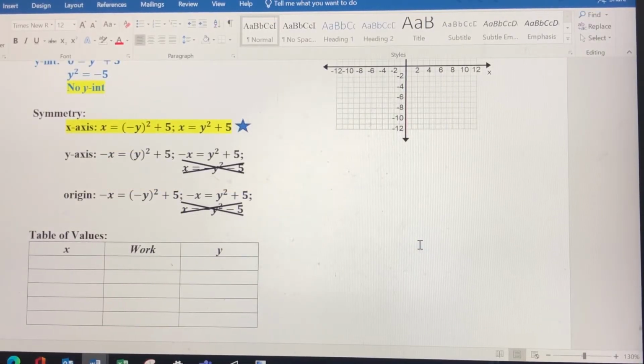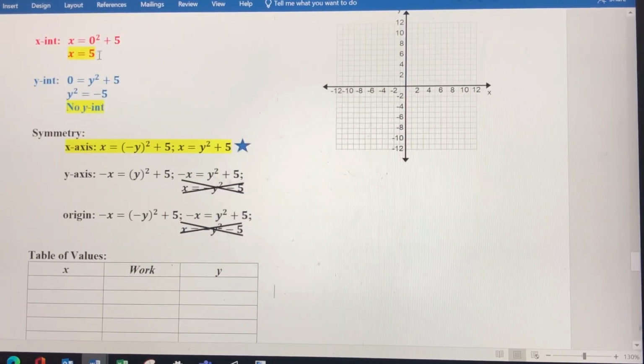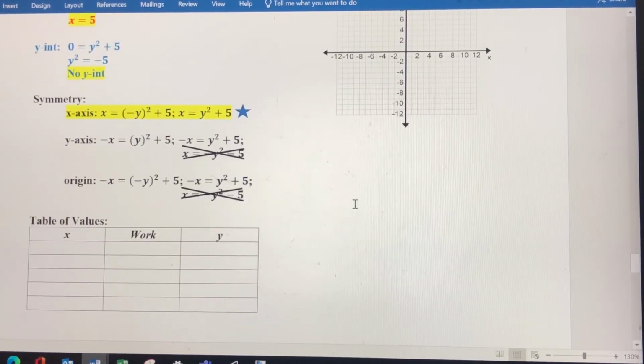So let's use that information to make a table of values. There's not a lot of help here with the intercepts because I've only got the one intercept, my x-intercept. The fact that I got an x-intercept and no y-intercepts tells me that this graph is going to move from here to the right, most likely. I also need to understand I have x-axis symmetry. So if I plug in a value for x, I'm actually going to get two values for y, the positive version of that and the negative version as well. That's important to understand.